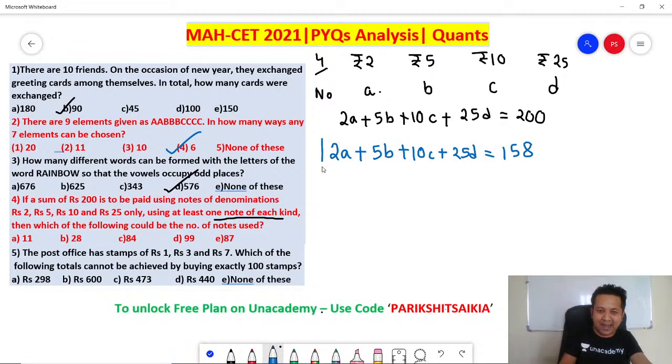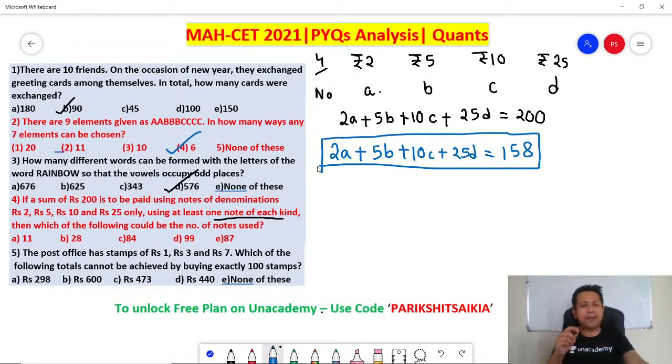This is what I am allowed to play with. Will you agree? This is what I am allowed to play with if I take minimum one of each type. Because if I take minimum one of each type, 2 into 1 plus 5 into 1 plus 10 into 1 plus 25 into 1 comes out to be 42, and 200 minus 42 is 158. So I can play only with 158 and not with the entire 200, for the simple reason that minimum one of each type has to be taken. Get the point? Now think about it. Okay. What are the possibilities?